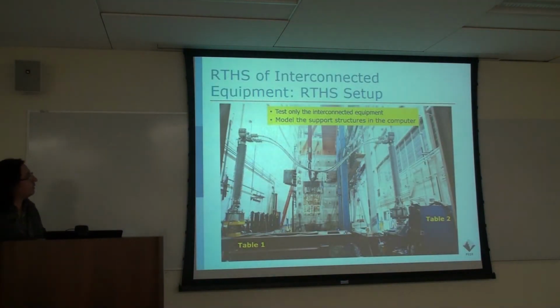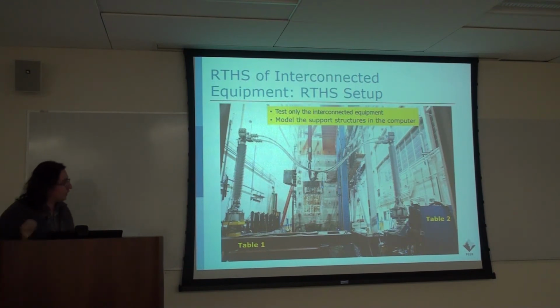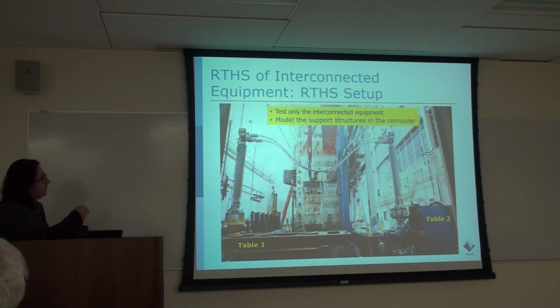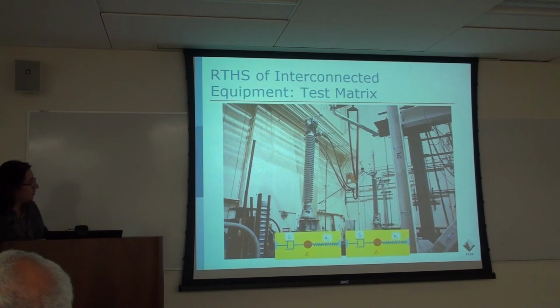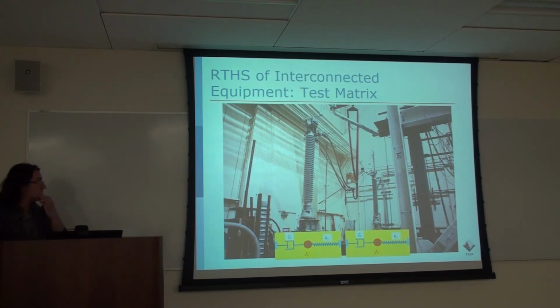And this is just the window where we input the gains for both tables. And here, what we do in this setting is, as I mentioned, we have two interconnected equipment, and for each of them we model the support structures underneath the tables in the computer, and we test only the equipment that are connected to each other with this cable. So this is our experimental substructure, and we have the support structures as the analytical structures here.